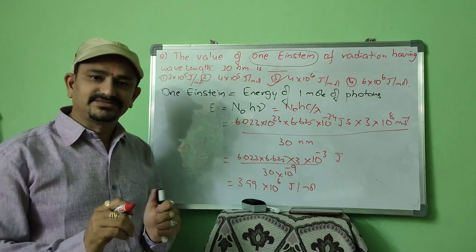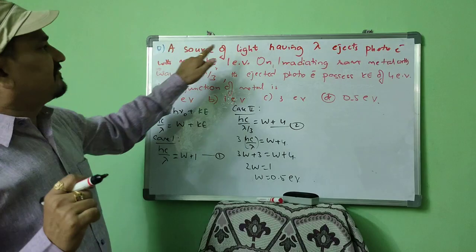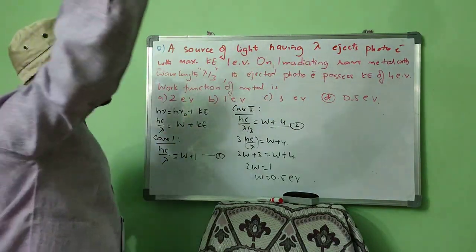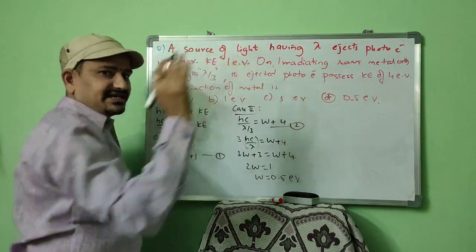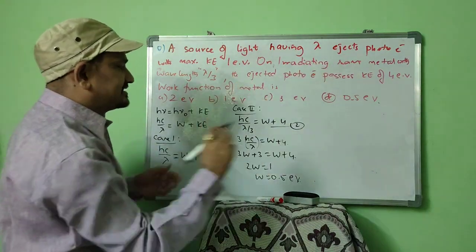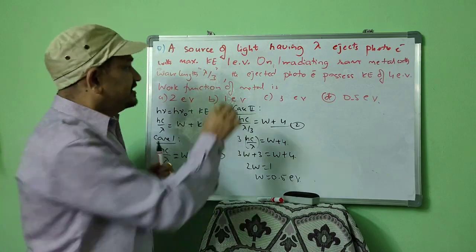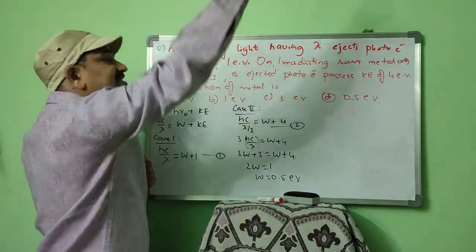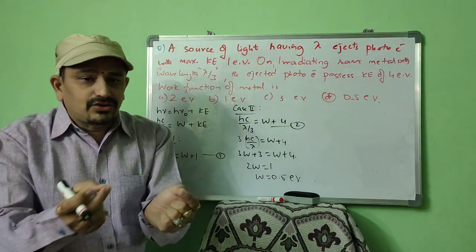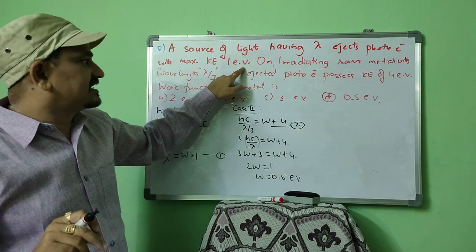This is the question. Right? A source of light having wavelength lambda. Some light radiation of wavelength lambda is falling on the screen. Right? A source of light having wavelength lambda ejected a photoelectron. See, from the screen, photoelectron is ejected out. We studied the concept photoelectric effect, right? Electron is ejected out by the incidence of light of wavelength lambda, and the kinetic energy of that ejected electron is 1 electron volts.